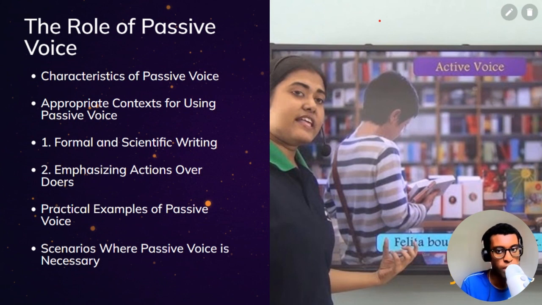For example, in a lab report, instead of writing "the researcher measures the temperature," which is active, you would say "the temperature was measured," which is passive. This shifts the emphasis to the process rather than the person performing it, making the statement sound more neutral and objective.